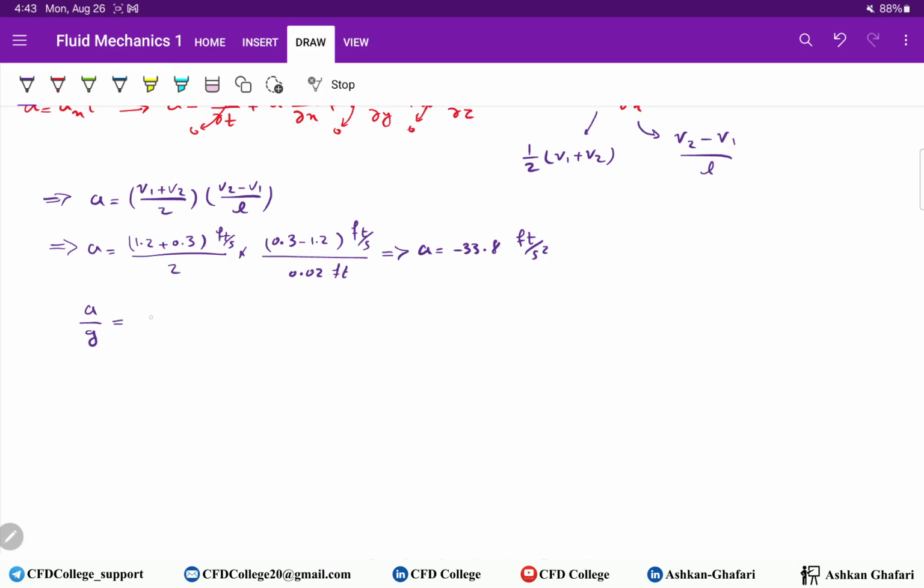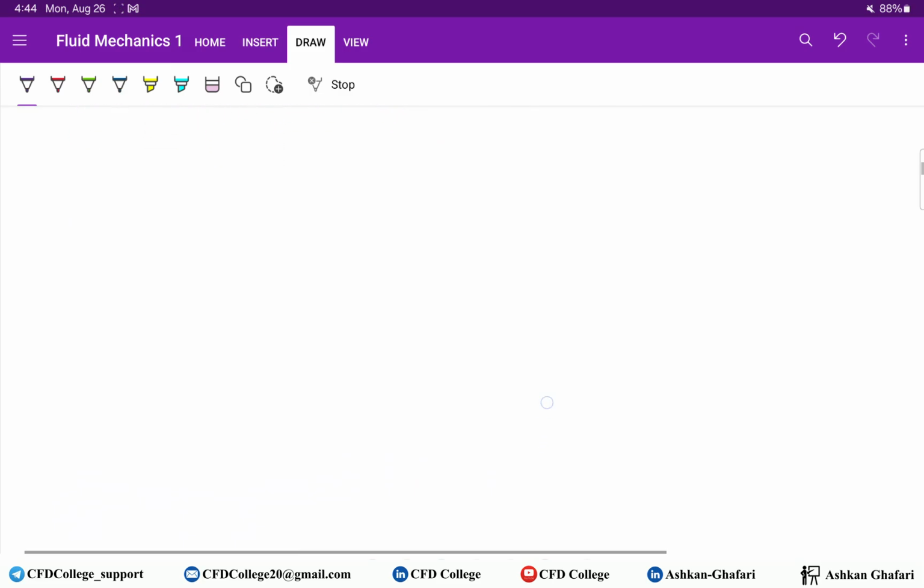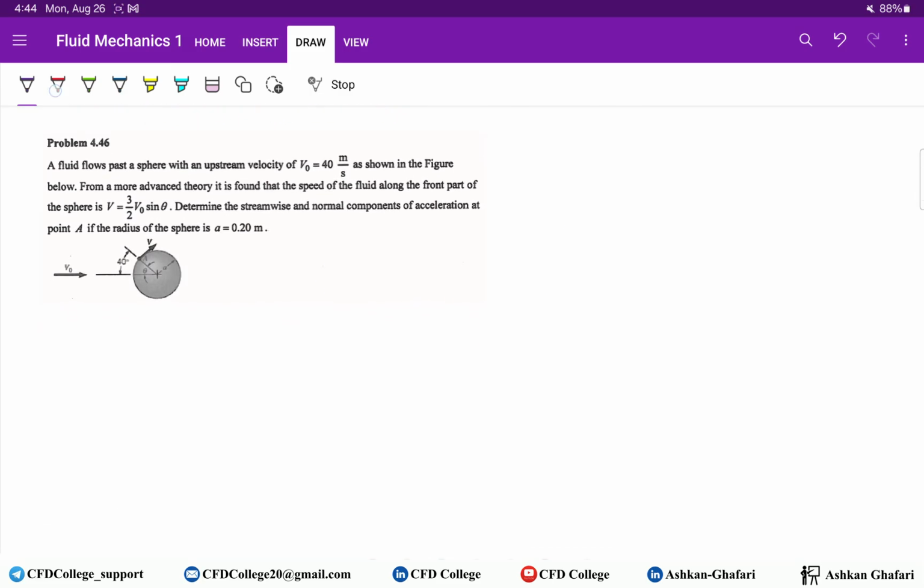if we take the absolute value, 33.8 divided by 32.2, and we have the same units for both, feet per second square. So the absolute value of A over g equals 1.05. This is so easy. And let's solve the third problem here, which is problem number 46 of chapter 4.